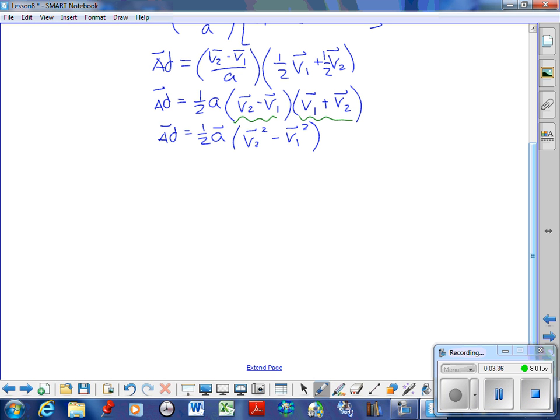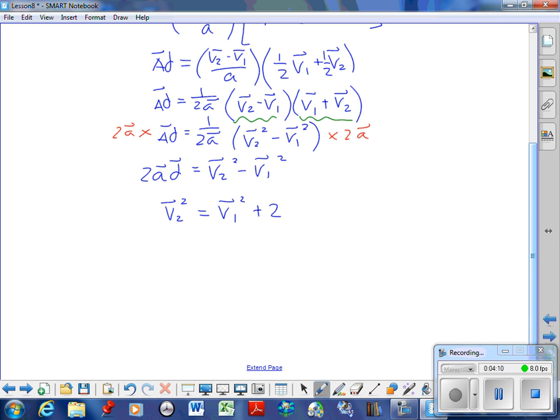Now, I want to avoid fractions. So that A is in the denominator. I kind of misrepresented that, I apologize for that. So I'm going to multiply both sides by 2A, just to get rid of the fraction. So I end up with 2A delta D equals V2 squared minus V1 squared. And the formula that we're going to use is V2 squared equals V1 squared plus 2A delta D. Okay, there's our fifth and final kinematics formula that we're going to have to be able to use.